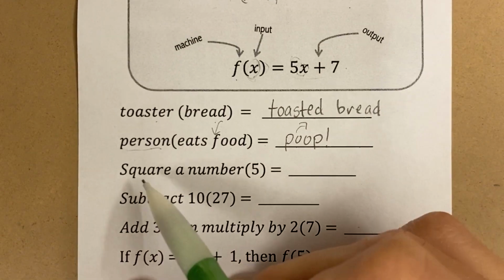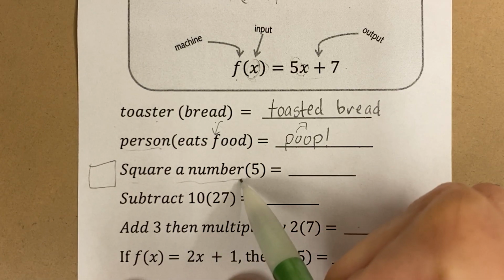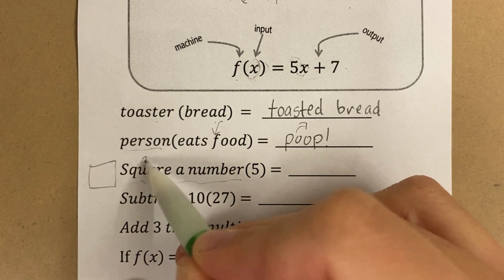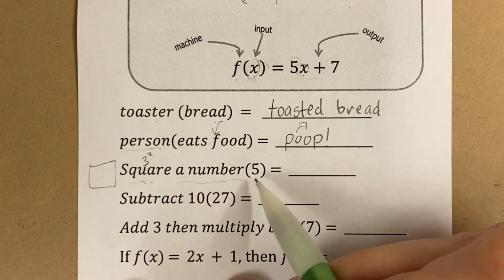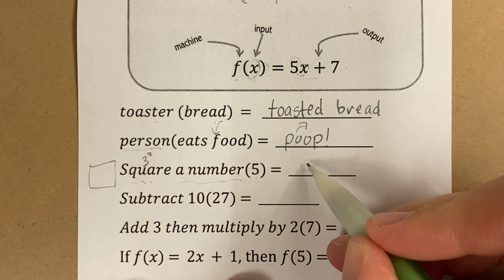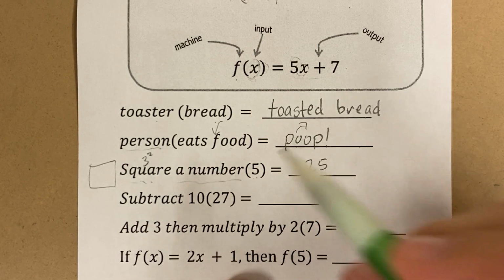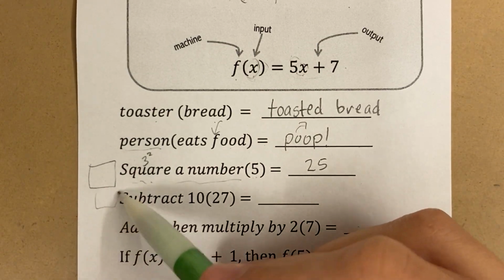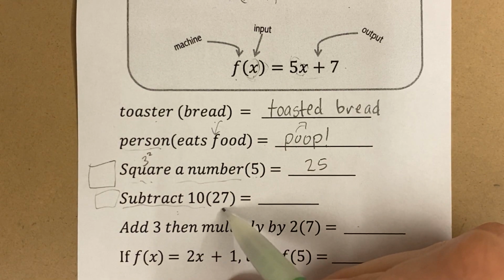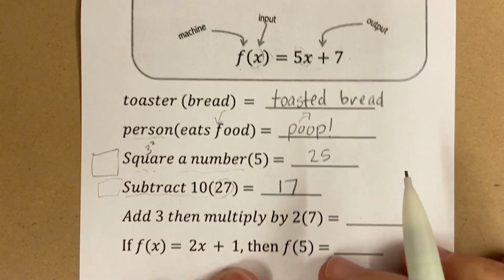Okay, what if you have a machine, and what does the machine do? It takes numbers and it squares them. It multiplies them by themselves, right? Remember square, like this is 3 squared. So if I put a 5 into that square-a-number machine, what comes out? A 25, because that machine takes that number and says, oh, a 5? Okay, I'm going to do 5 times 5. Here's a different machine. This machine takes numbers and it subtracts 10 from them. If I put in a 27, what comes out? A 17 comes out, right? Because it took my number and it subtracted 10.